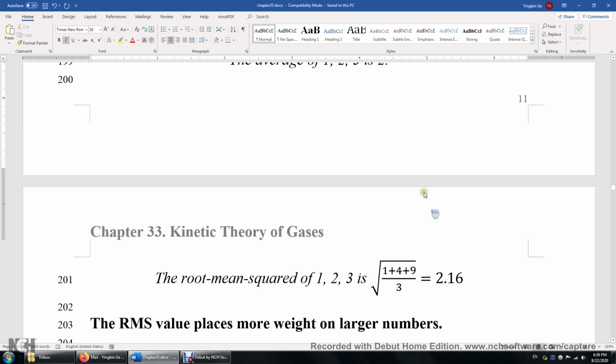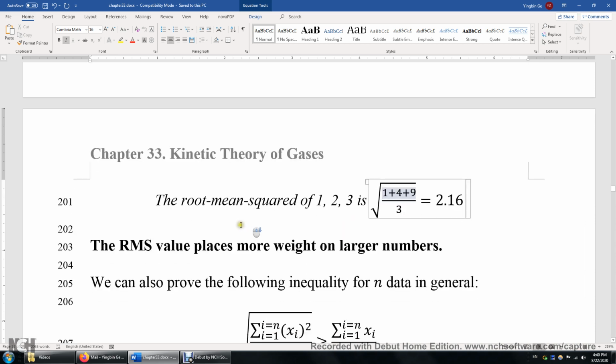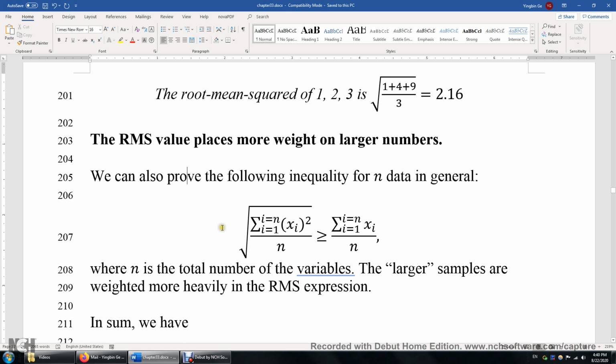So how come this number is greater than the average? Well, it's very simple. Now you can see the first number 1 is multiplied by 1. The second number 2 is multiplied by 2. The third number 3 is multiplied by 3. Right? So we actually put more weight on larger numbers. So that's the reason. That's why the root mean squared value is always greater than the average. And actually, mathematically, you can always prove this rigorously. All right? The RMS value is greater than the average value. The equal sign holds true only if all data are exactly the same.